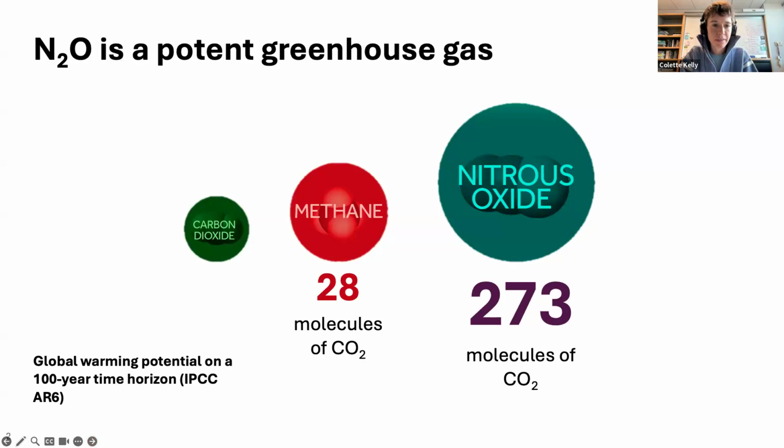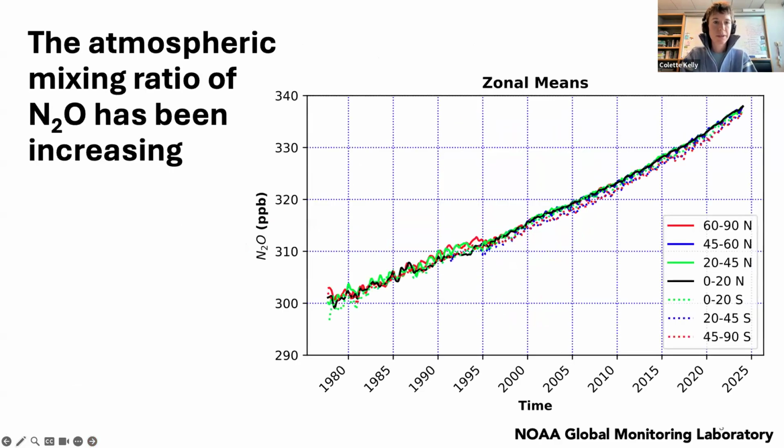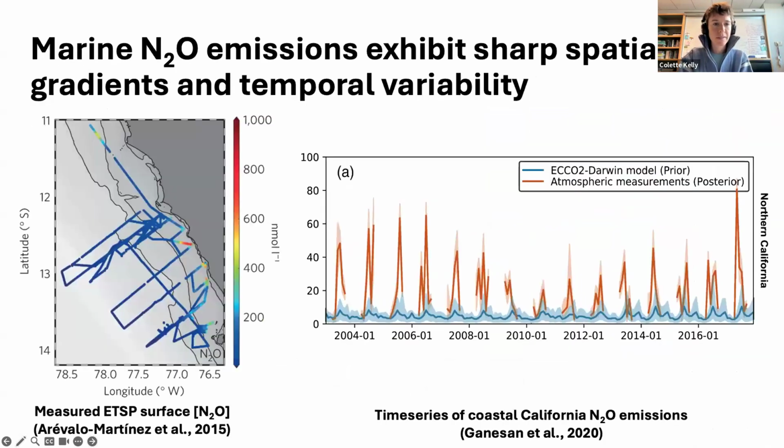There we go. Okay. And just like carbon dioxide, nitrous oxide is increasing in the atmosphere. So this is just the increase in the atmospheric mixing ratio of nitrous oxide in different zonal bins starting in the 80s.